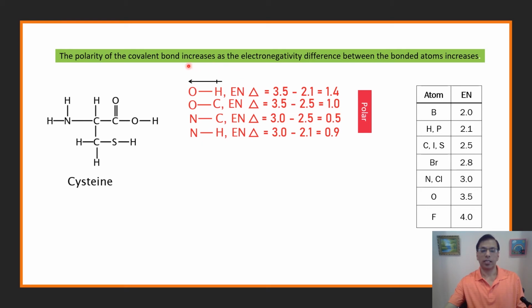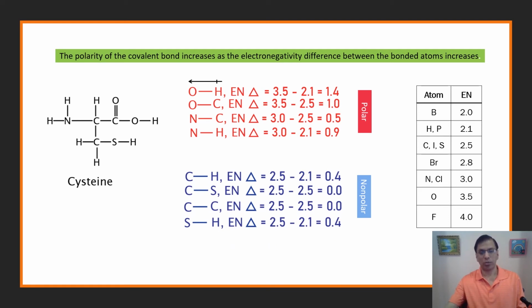Also note that I have put the symbol of dipole. It starts from the least electronegative atom and ends at the most electronegative atom. In this case, hydrogen is least electronegative and oxygen is most electronegative. Same if you look at the NH bond right here. Hydrogen is least electronegative, nitrogen is most electronegative. Let's list all the nonpolar covalent bonds.